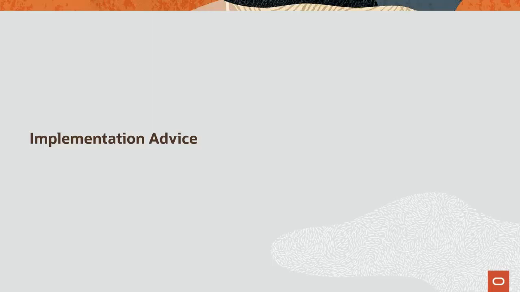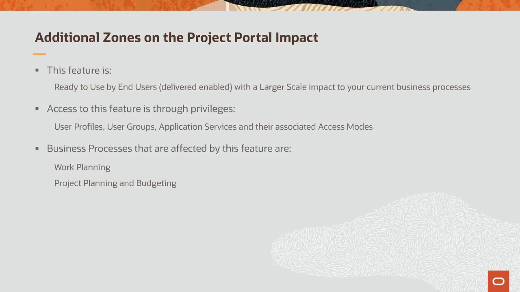In this section, we provide implementation considerations and setup instructions for the enhancements covered. Additional zones on the project portal are delivered ready to use and will have a larger scale impact on your current business processes. The feature can be accessed using privileges configured for user profiles, user groups, application services, and their associated access modes. The business processes associated with this feature are work planning and project planning and budgeting.